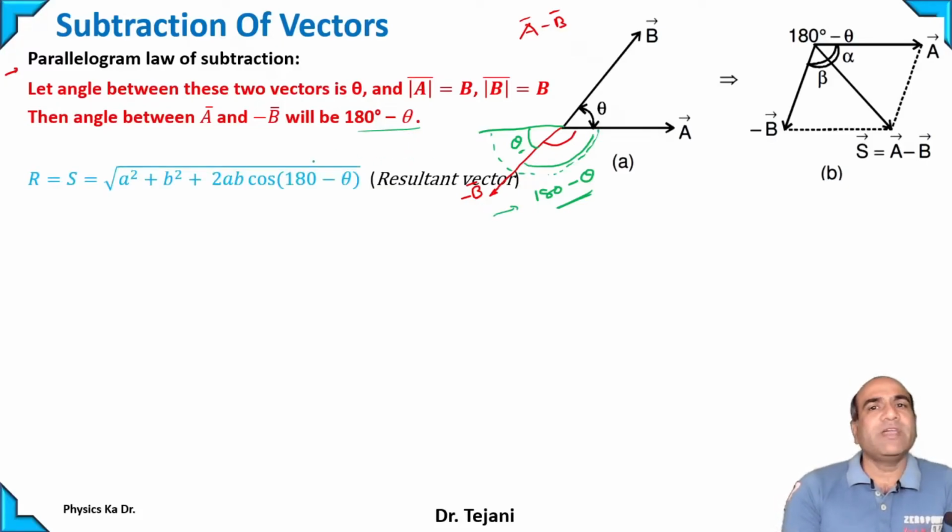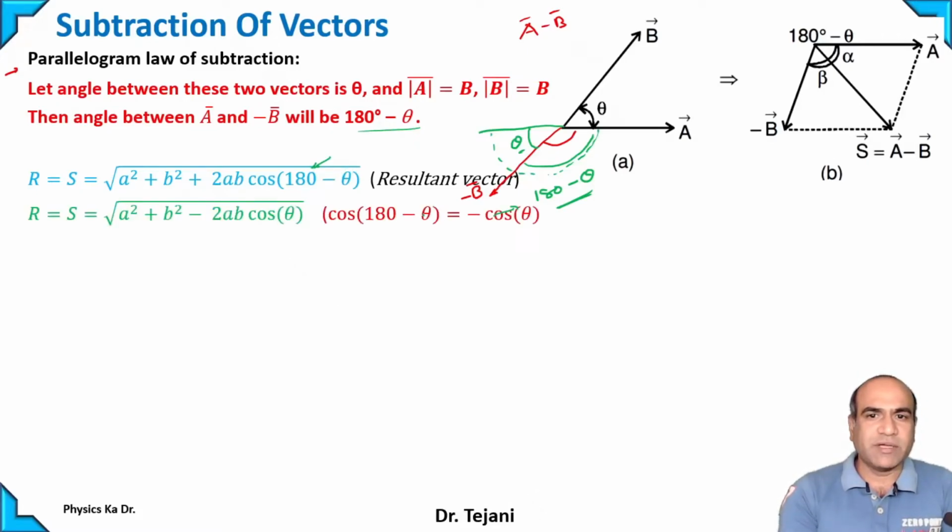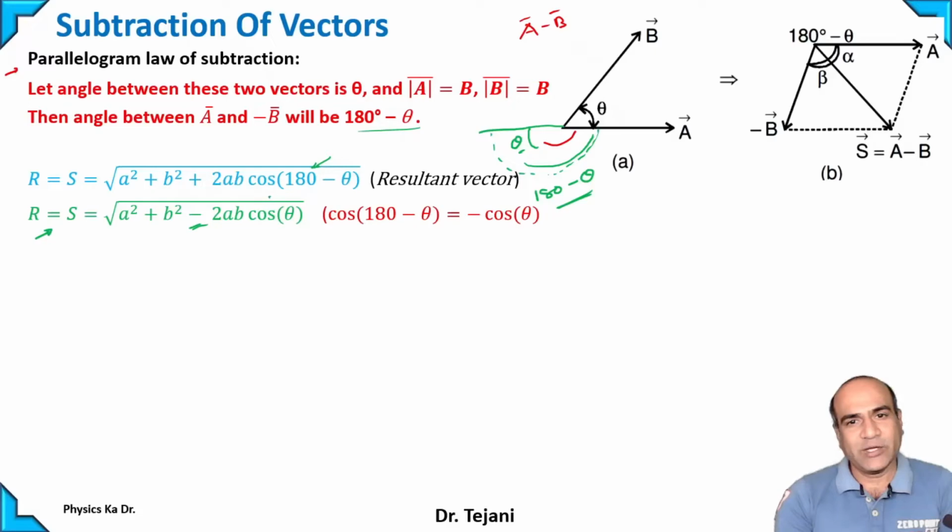And now we have the equation: resultant is equal to A square plus B square plus 2AB cos theta. But here theta is 180 minus theta. Cos of 180 minus theta becomes minus cos theta. So this is the final equation when it is A minus B, where this term should be negative.